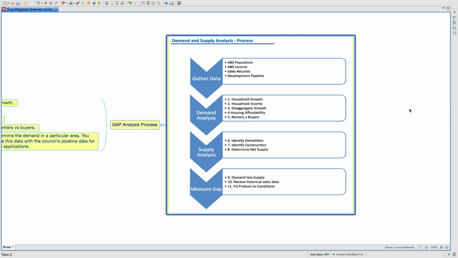Demand analysis: you analyze household growth, household income, housing affordability, renter versus buyer, and disaggregate growth. Supply analysis: you identify demolition, you identify construction, and you determine net supply. And then you measure the gap, which is demand less supply, and you review historical sales data and fit product to conditions. So depending upon what's more in demand, for example, whether it's apartments or townhouses, that's what you actually develop in that area.